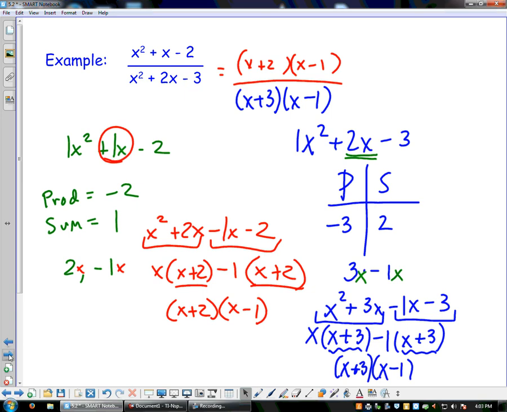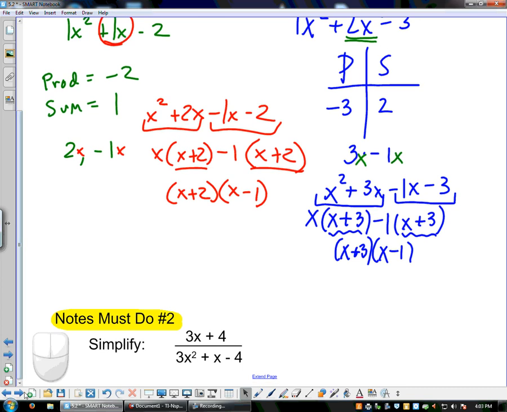Okay, so now we notice that we have an x minus 1 as a factor in both of these, so we can divide out x minus 1 in both, and we can rewrite this as x plus 2 over x plus 3, and that will be our final answer for this problem.